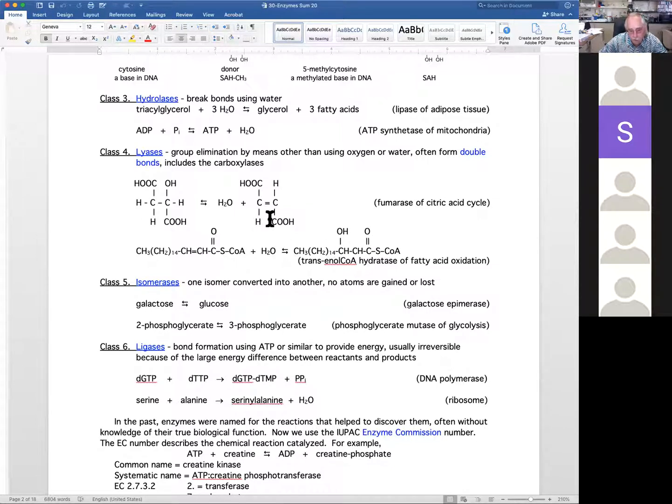Or I'm looking in the opposite direction. Where'd that water molecule come from? Well, it came from either here or here. I can see it came from here, directed by an enzyme, right? So going this way, I formed the double bond. Going that way, I lost the double bond. So it's a lyase.